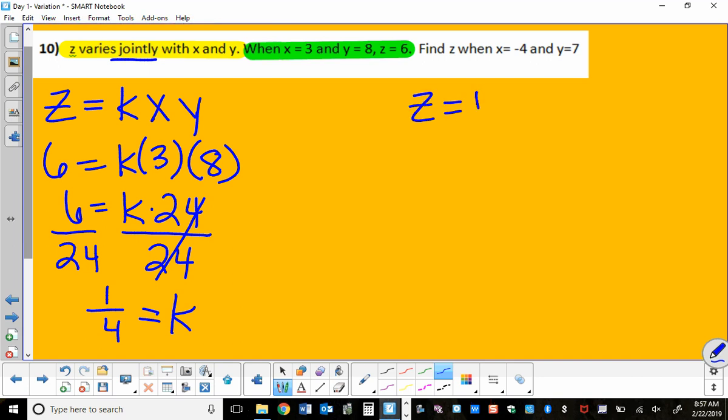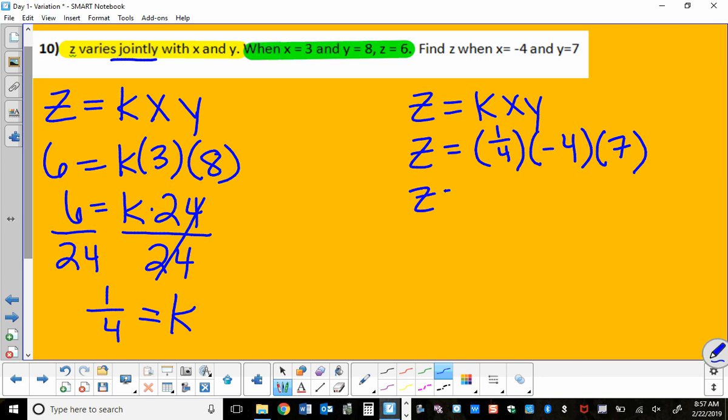Let's rewrite my equation because now I need it for my final answer. And it says find z, so I don't know what that is. My k is 1/4 when x is -4 and y is 7. Be careful to not go back and forth between sentences. I've seen that happen where people plug in 6 with your final answer. That z is 6 is with that second part. So make sure once you move on, you move on completely. Alright, so what do you get? 1/4 times -4 times 7. You should get -7.